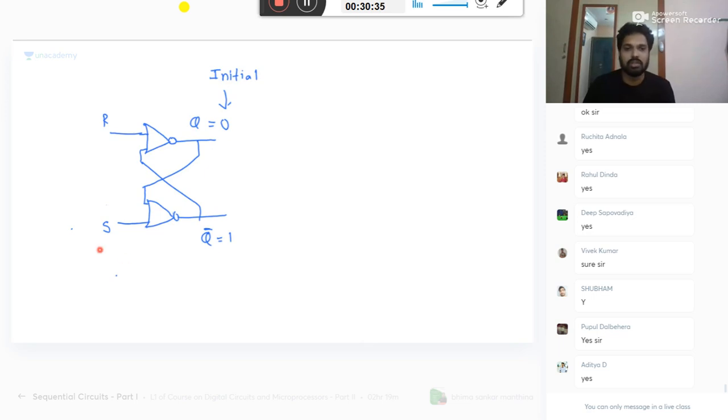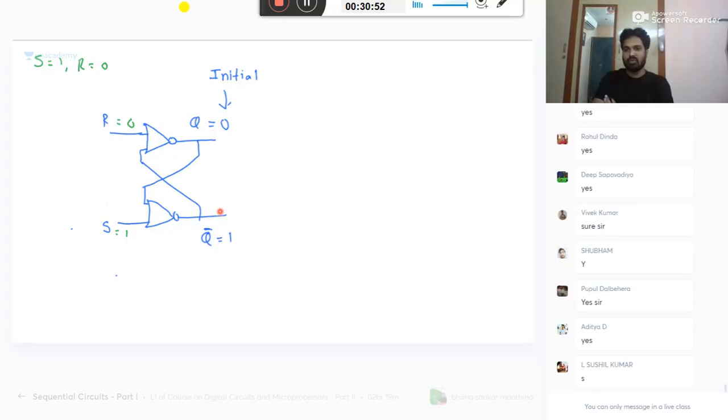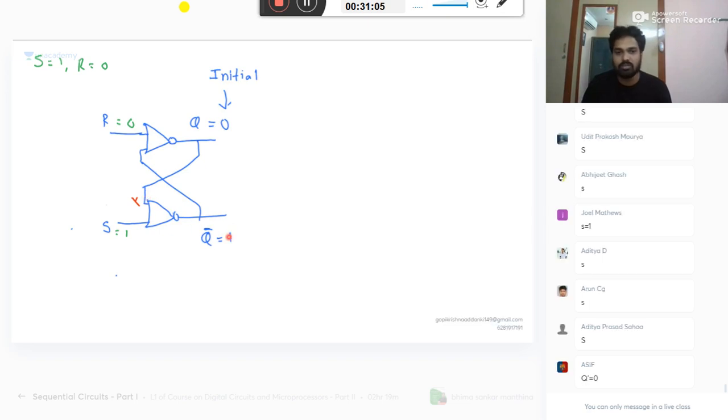Okay, now listen. Let's analyze one more case, that is when S equal to 1, R equal to 0. Initially, whatever you have, where is the disable input? Now you understand how easy your analysis is. S is the disable input, so the other input can be anything. 1 plus anything is 1. Whole bar is 0.